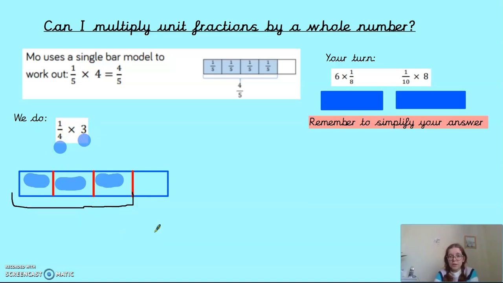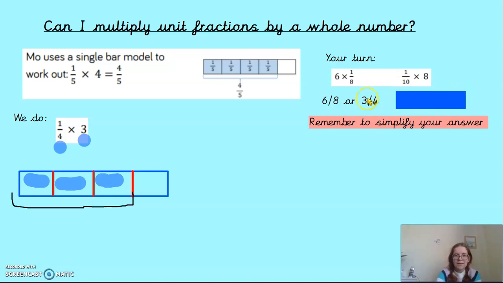Okay, it's your turn. Can you have a go at 6 times 1/8 and 1/10 times 8? Those are your examples here. You can pause me here and have a go. Remember, in fractions, if we can, we want to simplify our answer. So pause me here, draw out a single bar model. This first one, you're going to break it into 8 parts. The second one, you're going to break it into 10 parts. When you're ready, unpause me, and I will show you the answer in 3, 2, 1.